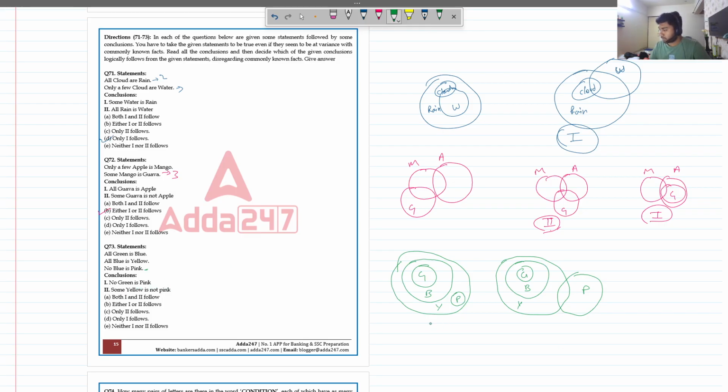That is true for both the cases. So I will write 1 over here, 1 over here. In both the cases, my conclusion 1 is true. Some yellow is not pink. For this case also, some part of yellow is not inside pink. So it is true for this case also and in this case also. Some part of yellow is not included in the pink. So both 1 and 2 follow, because in both the scenarios 1 and 2 follow. That is your answer. Hopefully this was helpful.